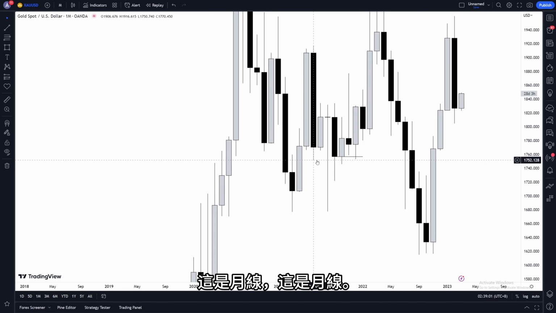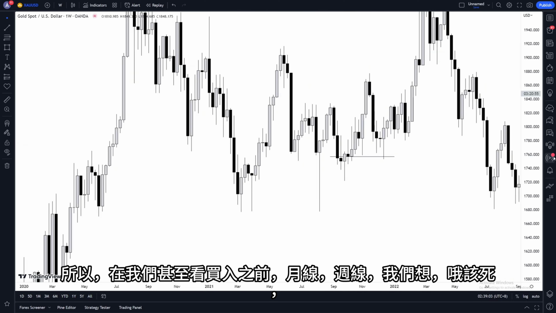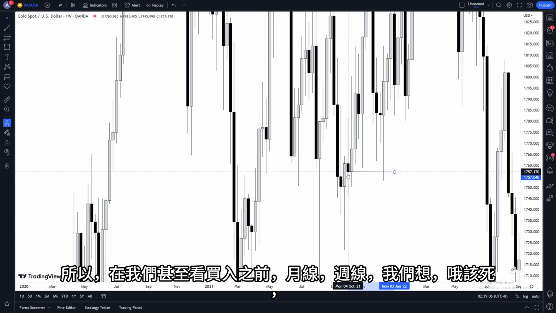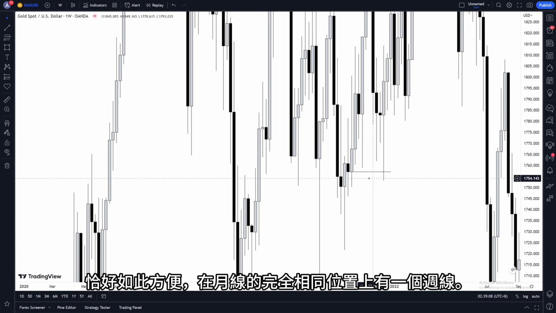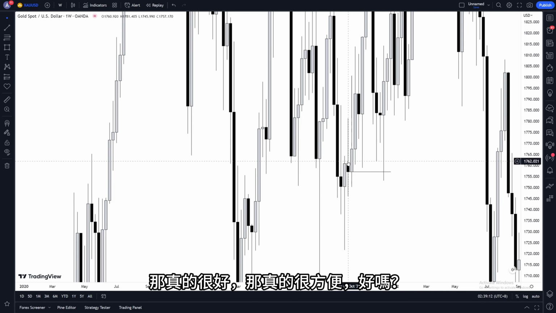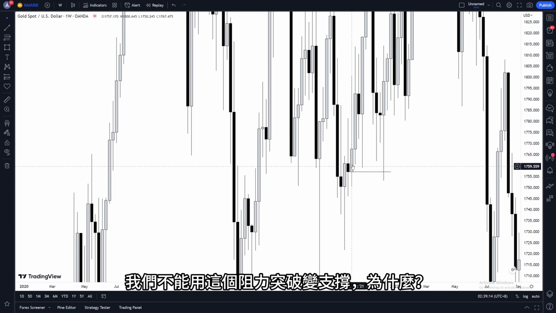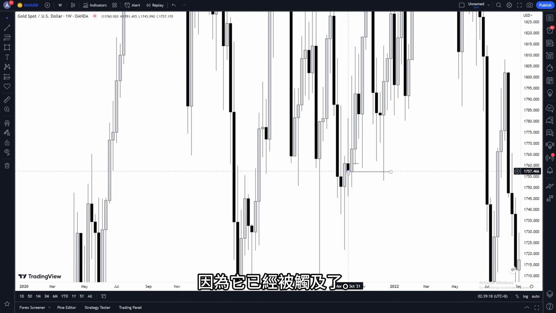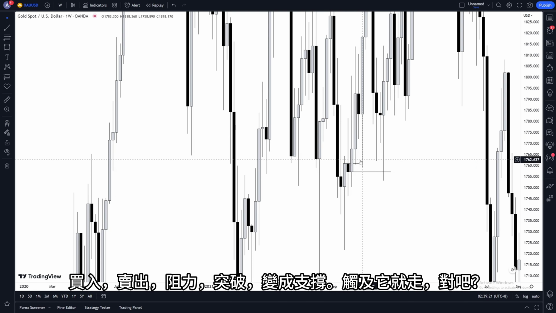So before we even look at the buy on monthly, go to weekly. We're like, oh shit, it so happens to be so convenient that there's a weekly in the exact same spot as a monthly. That's really nice. That's really convenient. Okay. We can't choose this. Resistance break becomes support. Why? Because it's already been tapped. I think we talked about this in the previous video. Buy, sell, resistance, break, becomes support, tapped and goes, right?